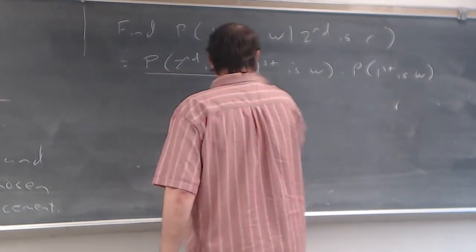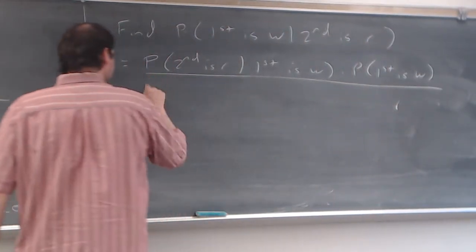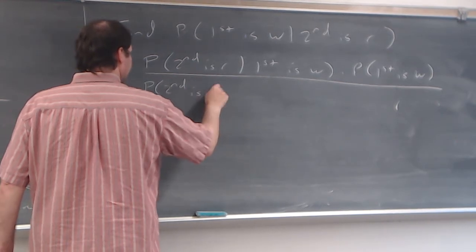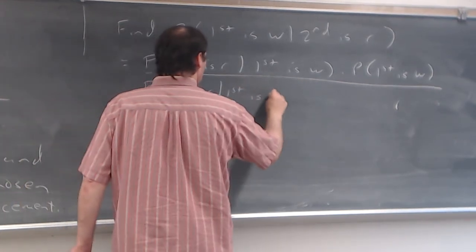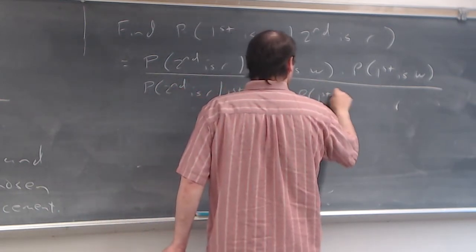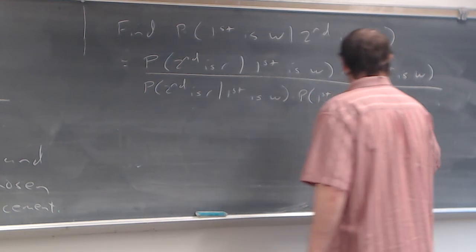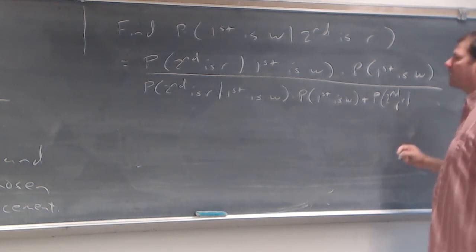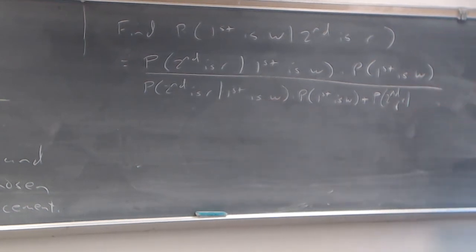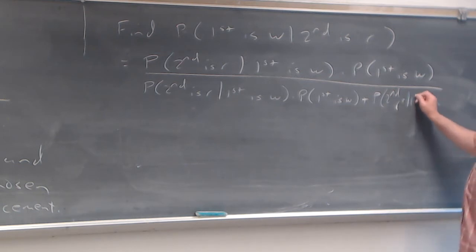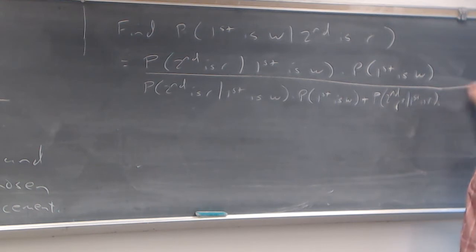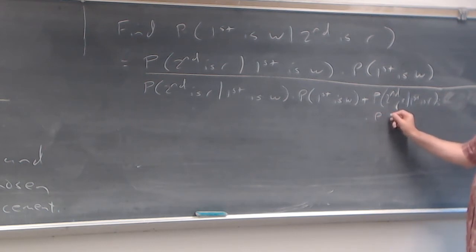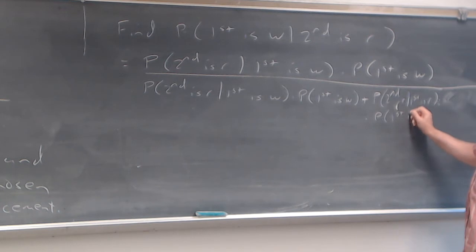And then that's all over. I write down exactly the same thing. Second is red, given first is white, times the probability first is white, plus the probability that the second is red, given the opposite, the complement of the first being white. That is, if the first is not white, it had to be red. First is red, times the probability that the first is red.